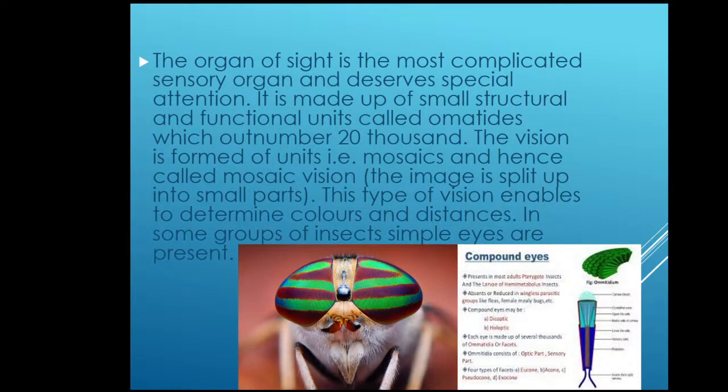The eyes of Insecta can be simple and compound. Today we will talk about parasitic Insecta. In some parasitic insects, as a result of the body becoming simpler, most parasitic Insecta have simple eyes, but most insects have complex compound eyes, which provide mosaic vision. This type of vision enables them to determine colors and distances. But for some parasitic insects, simple eyes are characteristic.